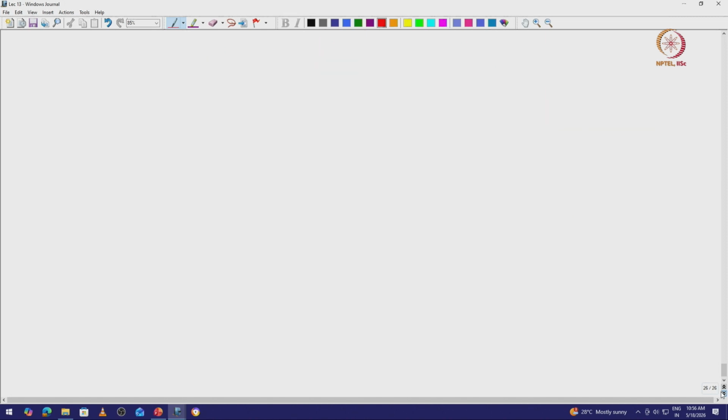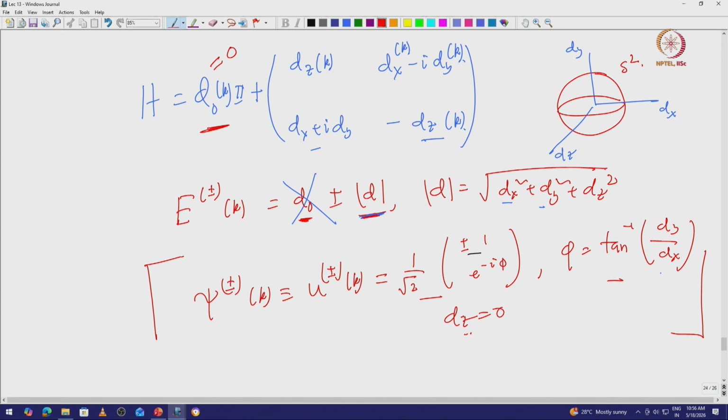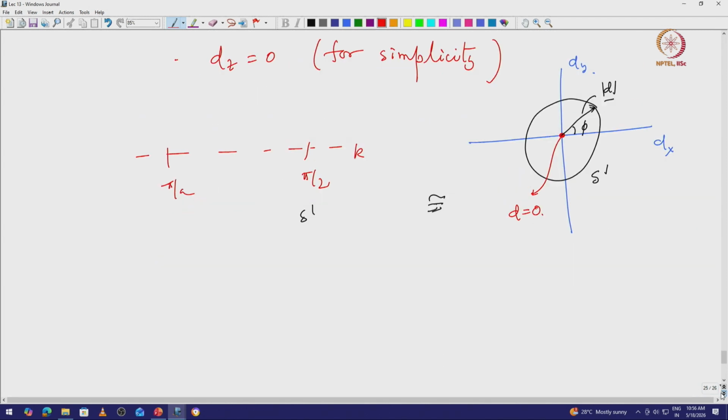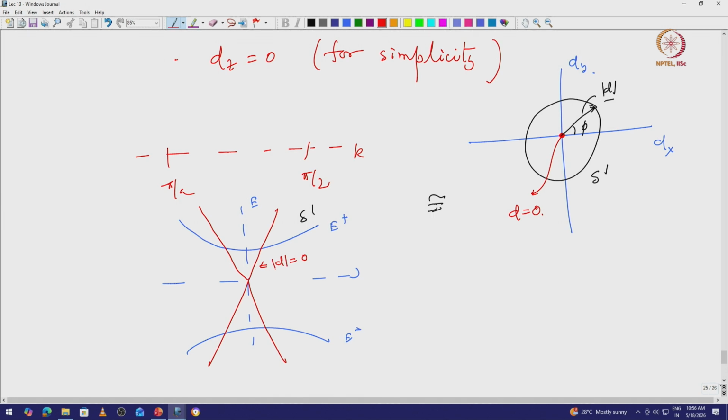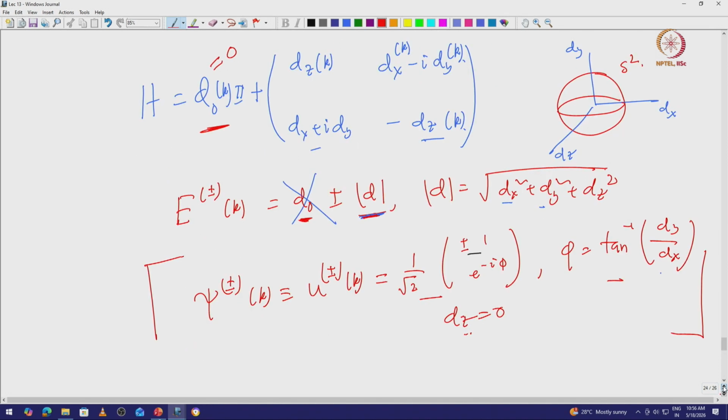So, d equal to 0 is a degenerate point. When d equal to 0, the two states are completely degenerate. So, if I draw the band structure, E plus and E minus, when d equal to 0 they become degenerate. Degeneracy is a point, which we will see again, where any linear combination of these eigenstates is also an eigenstate. Okay. So, that is the point we want to remove for the time being.